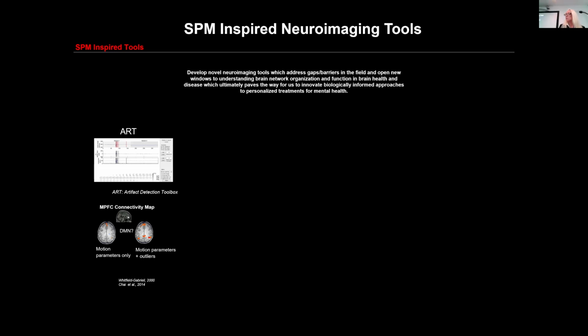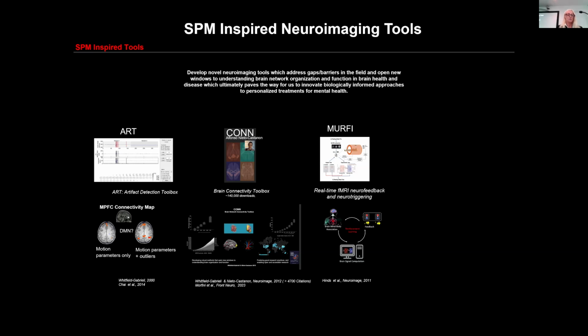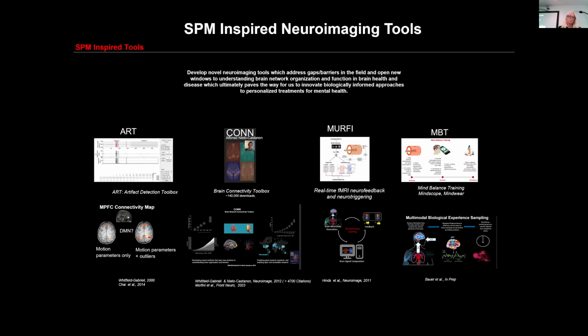The first one that we developed was ART, and that was really inspired by Tom Nichols and SPMD, because we really wanted to understand how we can clean up the data, both fMRI task and resting state. Then I had the fortunate opportunity of meeting Alfonso Nieto-Castanon, who developed the CONN toolbox, which allows us to look at intrinsic resting state networks and analyze those networks. We also developed real-time fMRI neurofeedback, for which we can use CONN to analyze the network modulation due to this real-time neurofeedback and the modulation of the associated symptoms in clinical populations.